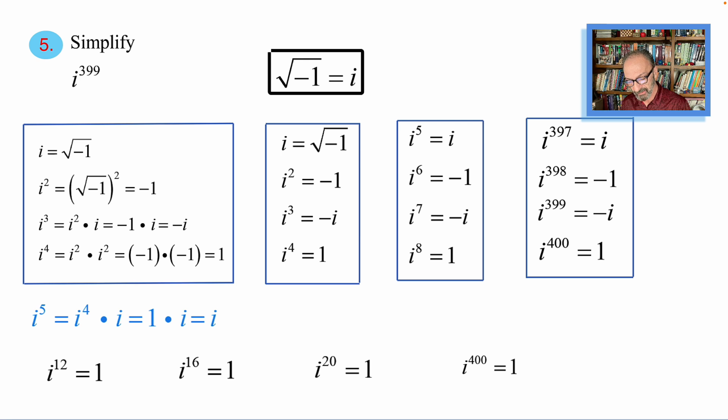So the final answer should be coming from I to the 399, which should equal minus I. And that's the answer for this problem. Minus I, just knowing that it's 1 less than 400, and I to the 400 is 1.